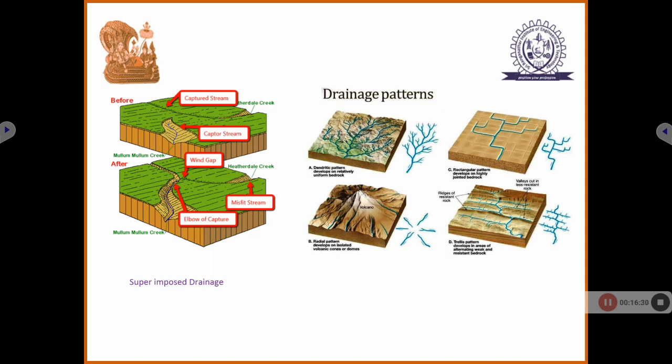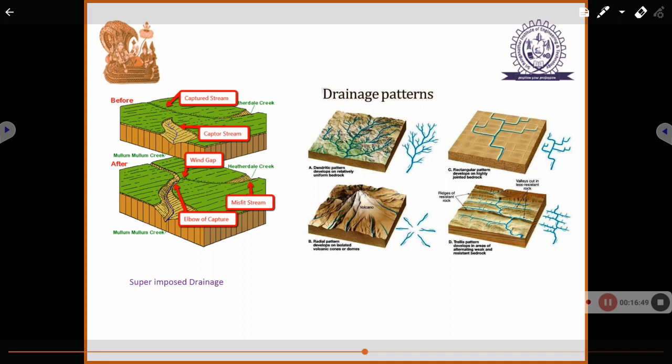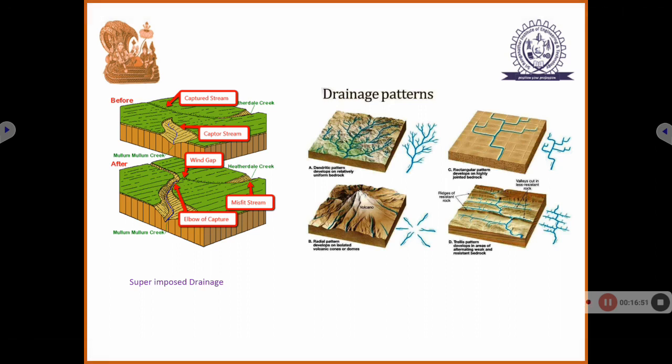Dendritic pattern develops on relatively uniform bedrock, rectangular pattern develops on highly jointed bedrock, radial pattern develops on isolated volcanic cones or domes, and trellis pattern develops in areas of alternating weak and resistant bedrock. And now you can see the superimposed drainage, how it is shown before and after the moving weathering agents.